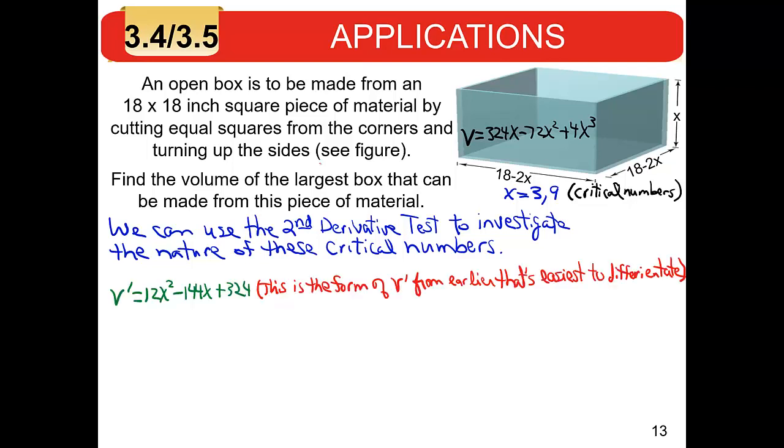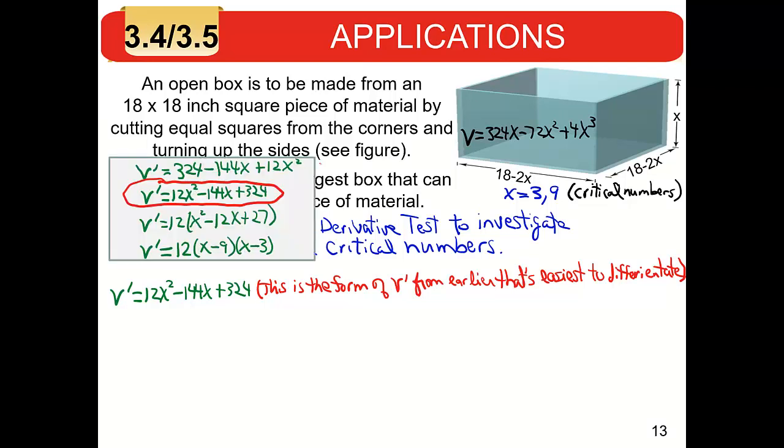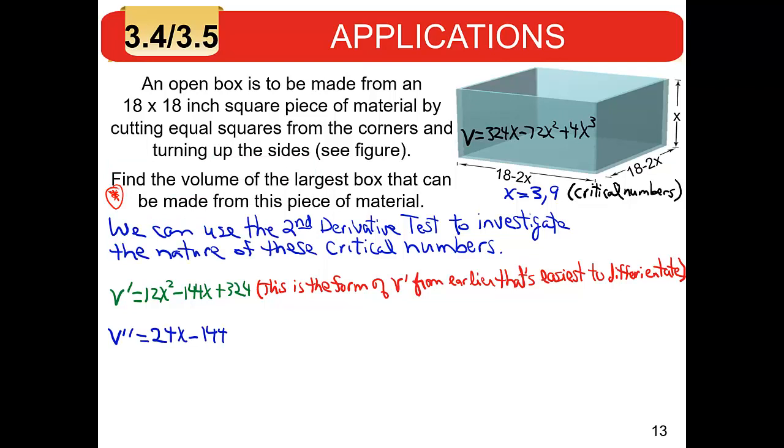And remember, we found the derivative and I wrote the derivative in several different ways. You want to pick the version of the derivative that's easiest to differentiate. In my opinion, that's the easiest form to take the second derivative from. So that's the form I'm going to choose. So once I have that version of the derivative, I'm going to now take the second derivative, which is easy enough. I get 24x minus 144.